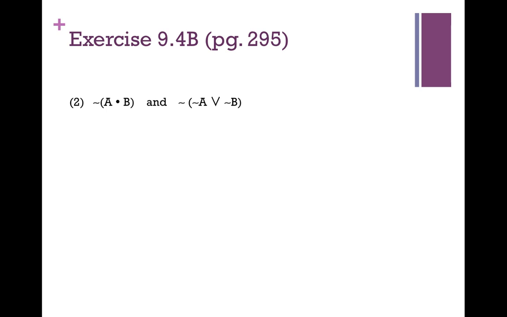So for the first problem, number 2, you're dealing with two different compound propositions. Here we have not A and B, and we also have not A, or not B. There's a lot going on in that second one. What we have to do is fill out truth tables for both of these, and then we're going to compare them.